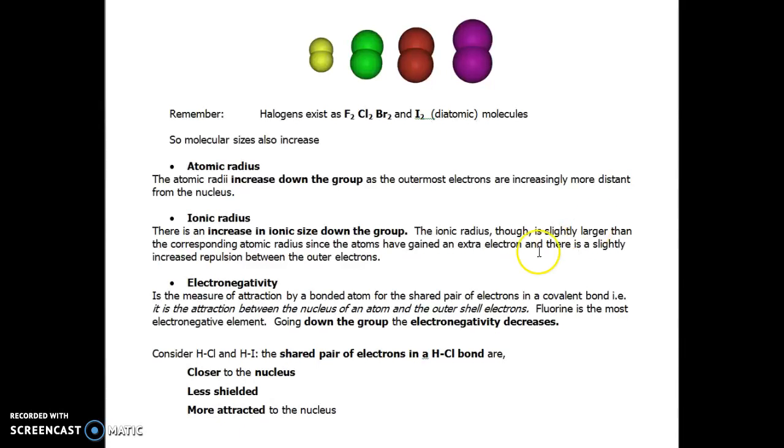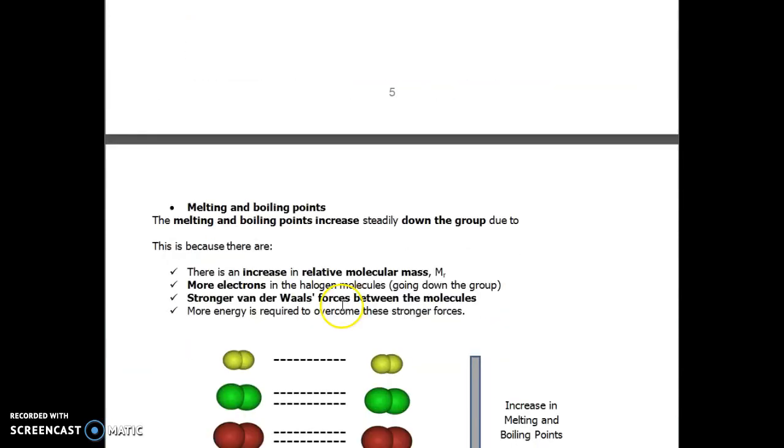The ionic radius also increases down the group, and again that's more important when we're considering some of the reactions. The ionic radius is slightly larger than the corresponding atomic radius, and the reason for this is that the extra electron gained increases the repulsion in the orbitals very slightly, but it is a measurable effect that we see. Okay, so just going to skip electronegativity for the moment.